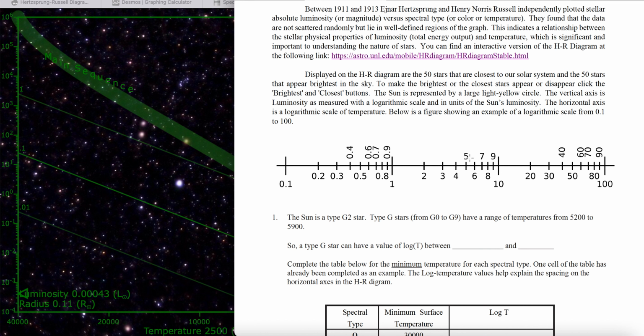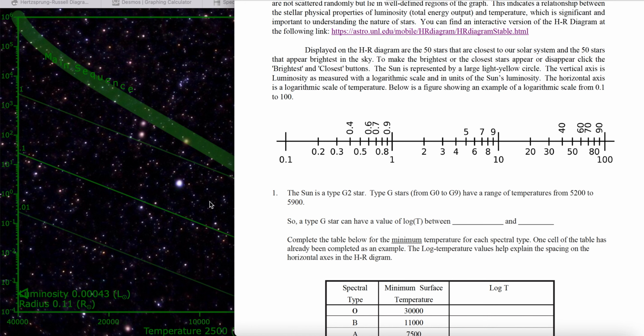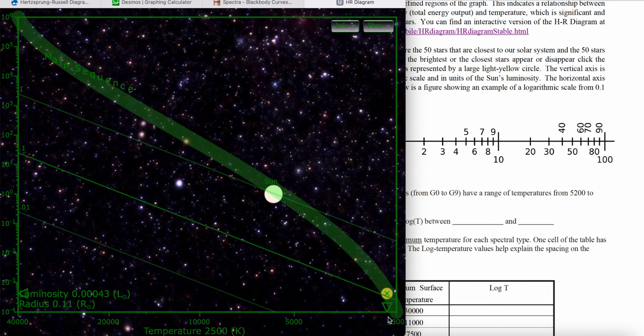3, 4, they get more clustered together, and then we get up to 10, right? Same thing when we went from 0.1 to 1. So the even spacings are all powers of 10 rather than additions of 1. All right, so that's a logarithmic scale. We can tell that the temperature here is on a logarithmic scale because look at the spacing.